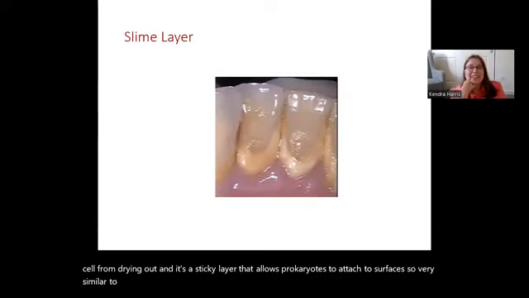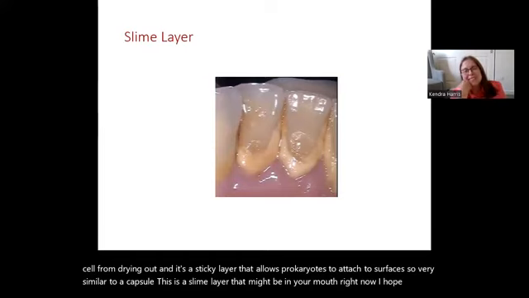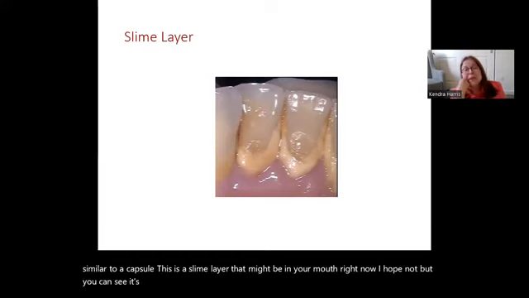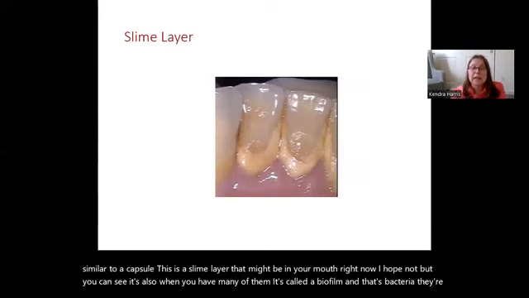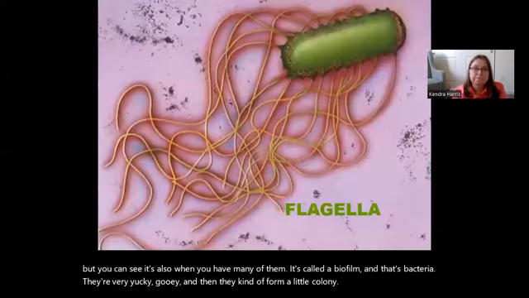This is a slime layer that might be in your mouth right now. I hope not. But you can see, when you have many of them, it's called a biofilm. And that's bacteria. They're very icky, gooey. And then they form a little colony together, which is a biofilm.